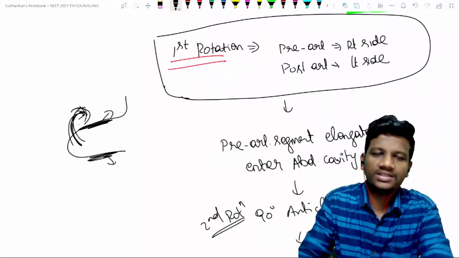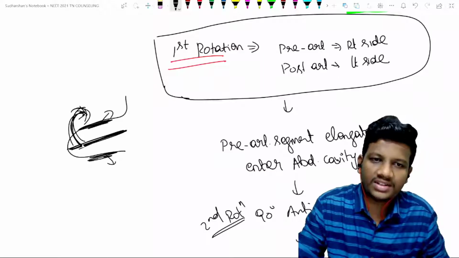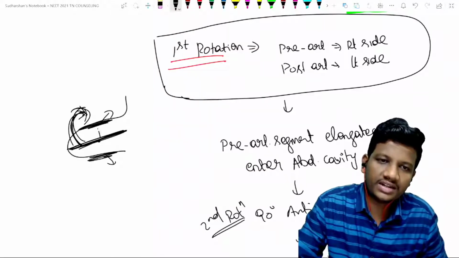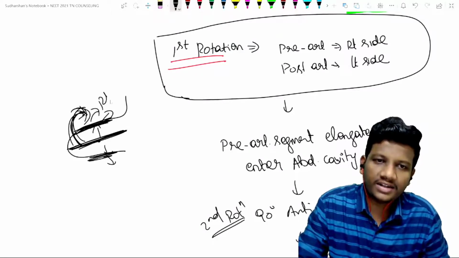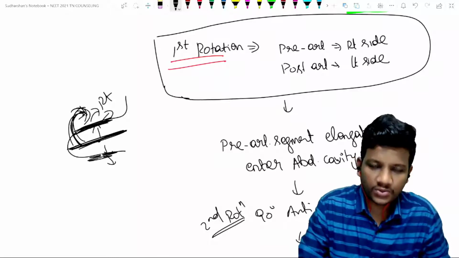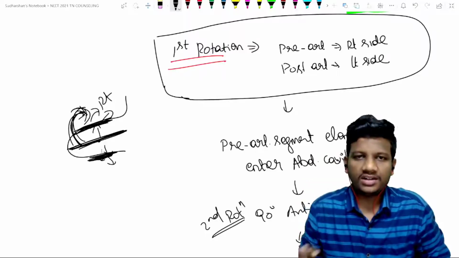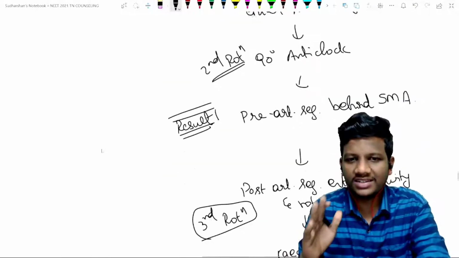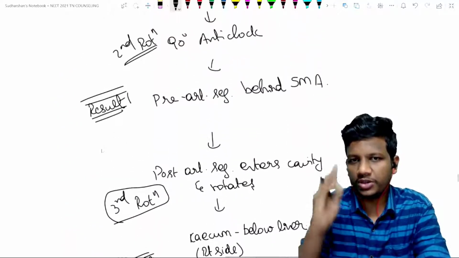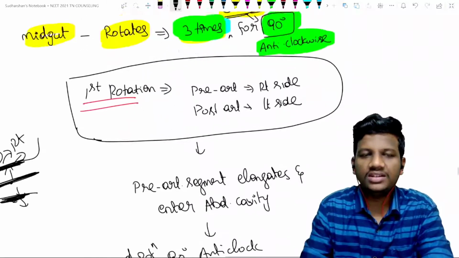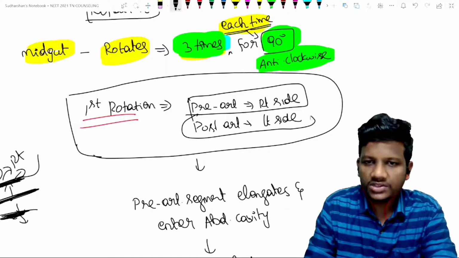Anti-clockwise means what happens? The pre-arterial segment becomes central. You have the superior mesenteric artery; the pre-arterial segment was above it and the other was below it. Now the pre-arterial segment is going to be on the right side of the superior mesenteric artery, and the inferior one, the post-arterial segment, is going to be on the left side of the superior mesenteric artery. Understood? If you look at the diagram you will understand. I will just give you insight, okay? Because the first rotation takes place, the pre-arterial segment goes to the right side of the superior mesenteric artery and the post-arterial segment goes to the left side.